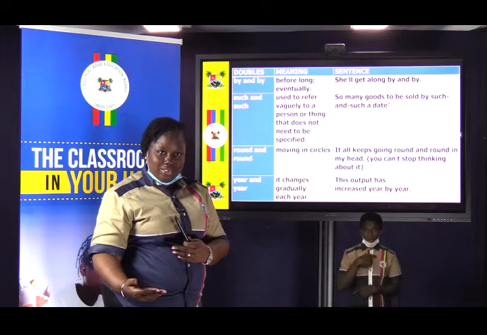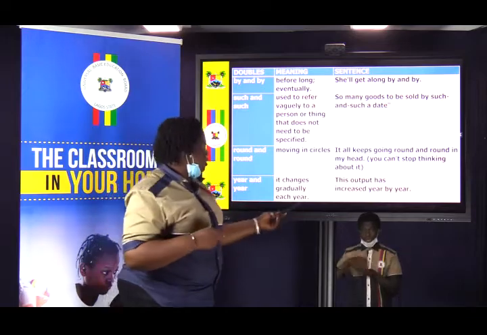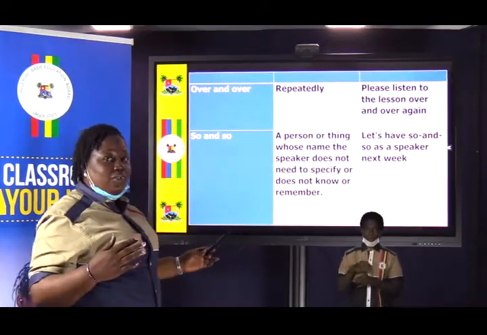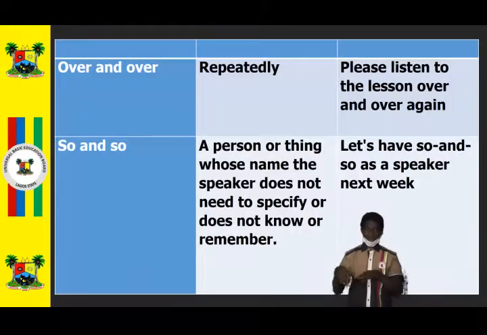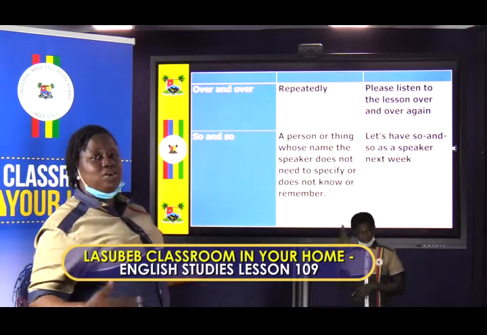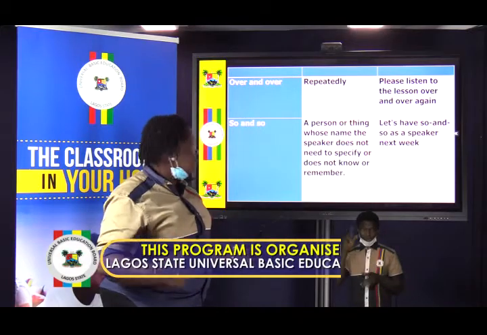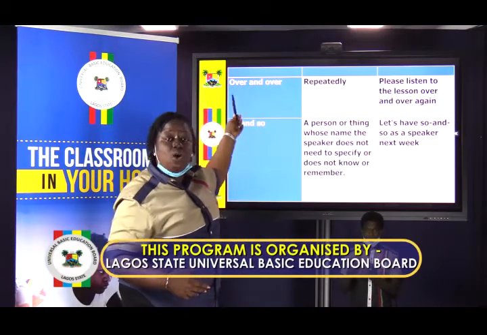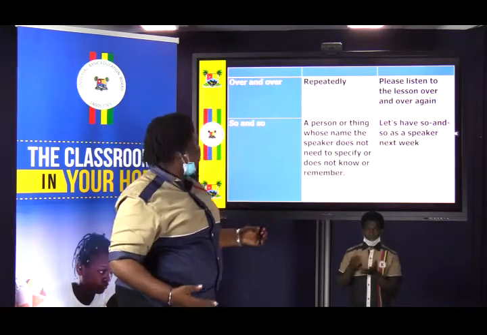Are we together? Still on the topic doubles. Are you learning at all? Okay. Another example is over and over. O-V-E-R and O-V-E-R. Over and over. What does that mean? Repeatedly. If we have a sentence like, please listen to the lesson over and over again, it means you should listen to the lesson repeatedly. So the word that has been doubled here is over. Over and over. And it means repeatedly.